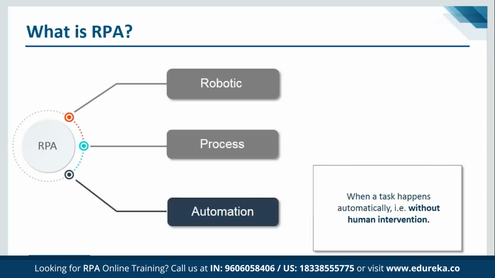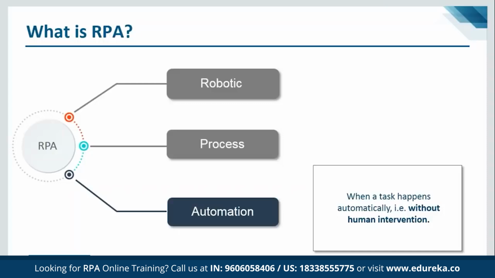Then comes the term automation. So what is automation? Automation basically means when a task happens automatically without human intervention. All right. So whenever a task happens without any human intervention, it becomes automation. Now, if you take the words robotic process automation, it means mimicking human actions to do a process without human intervention. So this is the meaning of RPA. This is the definition of RPA.